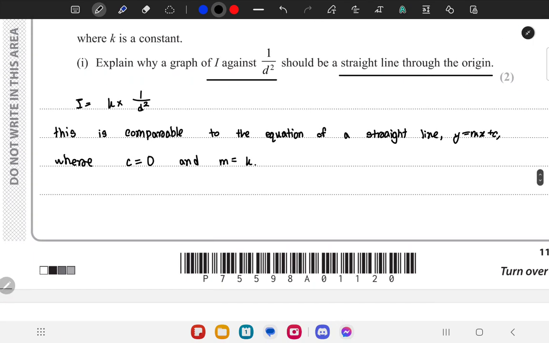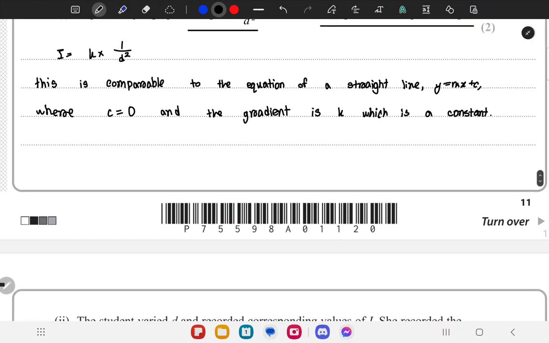That's it for this. We can also write the gradient is k, which is a constant. If k wasn't a constant, the graph wouldn't be a straight line, because k is the gradient. If the gradient was not a constant, the graph would be like this or like this, something curved.